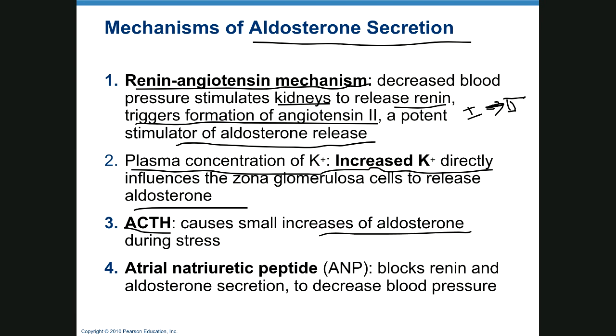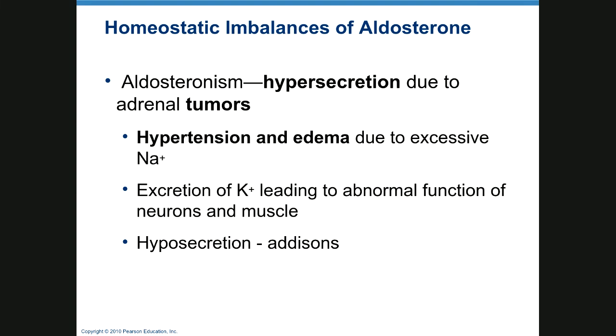Now, atrial natriuretic peptide is actually made by the heart. It blocks the renin and aldosterone secretion. So atrial natriuretic peptide will actually decrease the blood pressure. Again, I'll just draw you a little heart here so you can remember it's released by the heart. It picks up on high blood pressure. It's released. It makes you pee more so you don't have as high blood pressure.